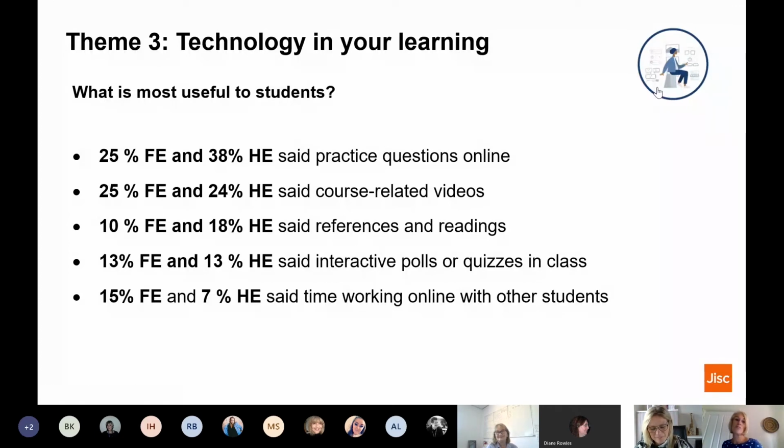So what is most useful to students? Obviously, students are saying they want to have more practice. They want to be able to look at ways in which they can test their knowledge.